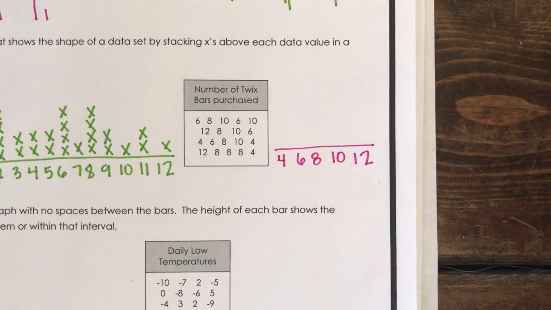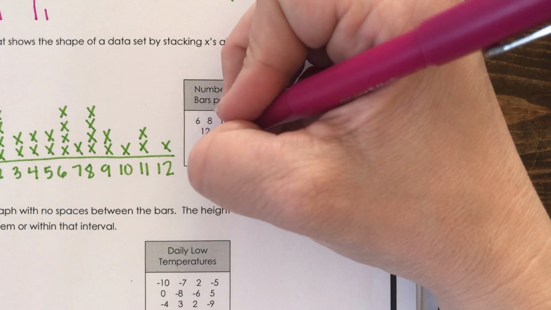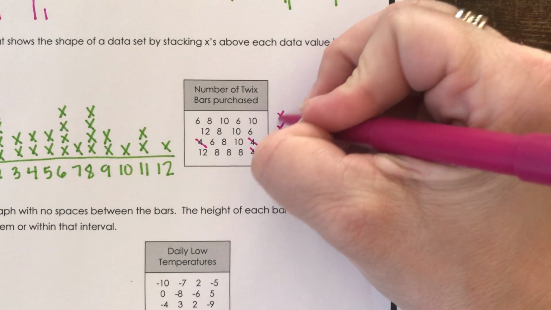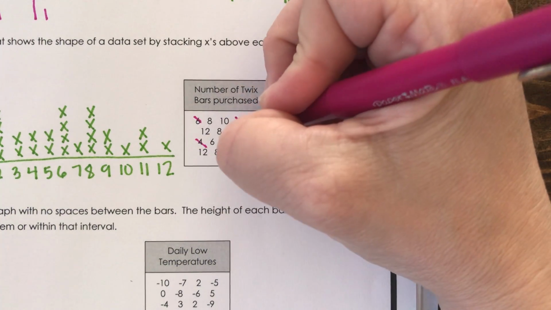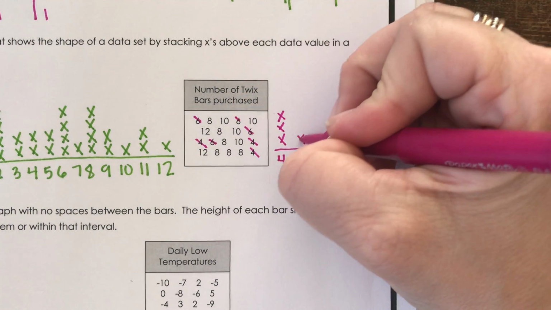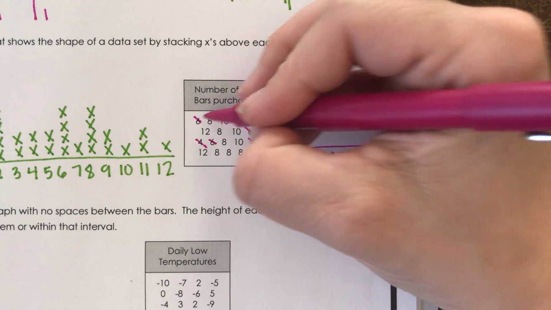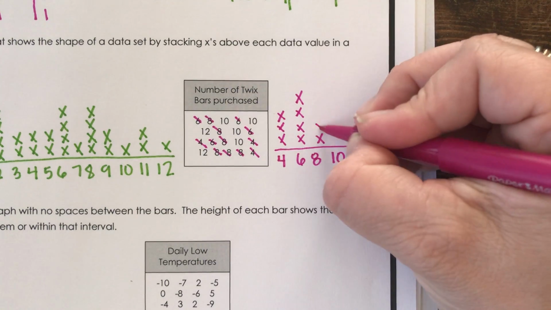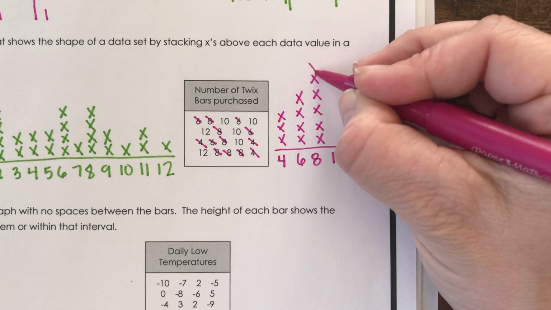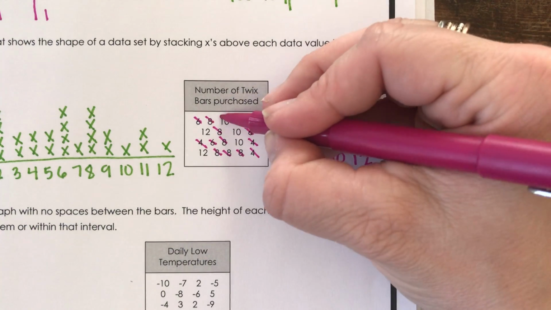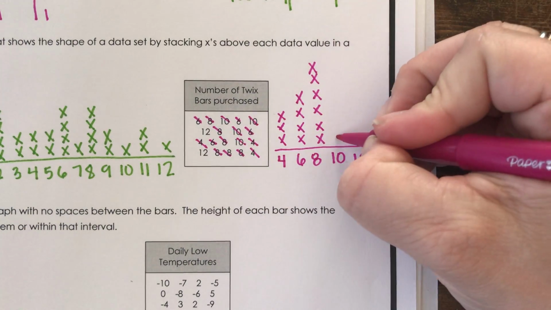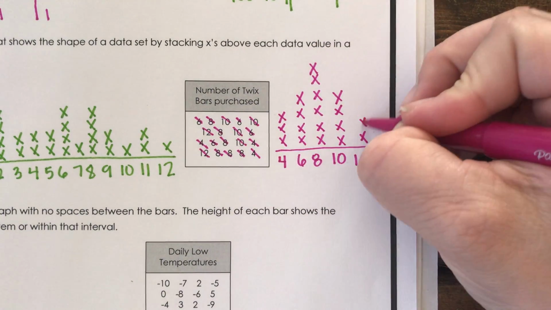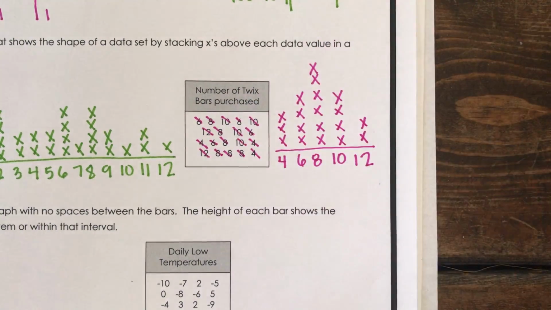So my first row, or you can do it like this. Some people like to go and do it this way where you're like, okay, there's 1, 2, 3 4s. For 6s, I see 1, 2, 3, 4. For 8s, I have 1, 2, 3, 4, 5, 6. For 10s, I have 1, 2, 3, 4. And 12s are 2. And you just want to make sure that you look and make sure that you've accounted for all of them.